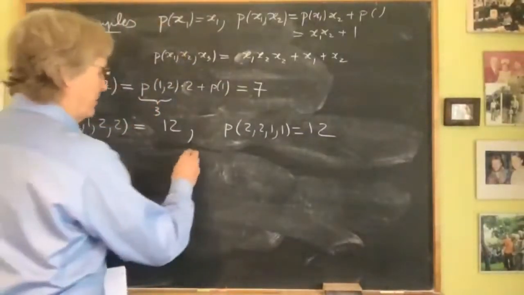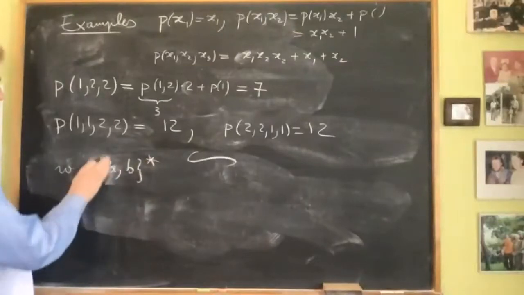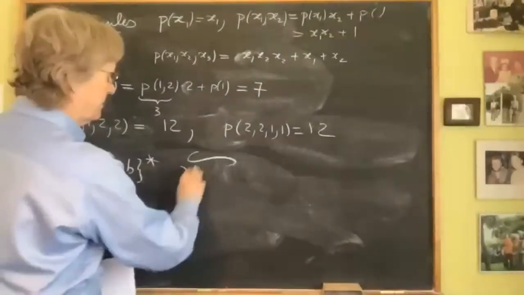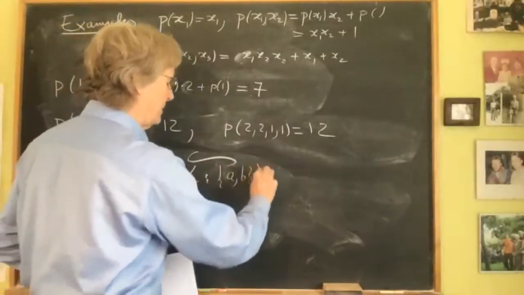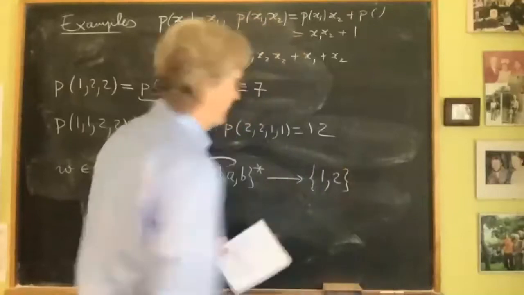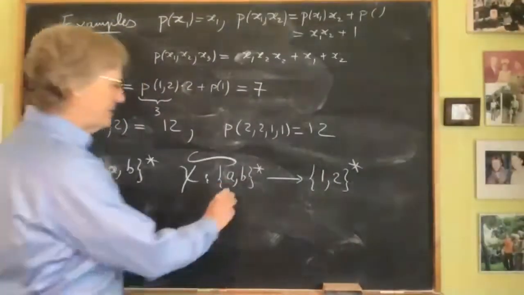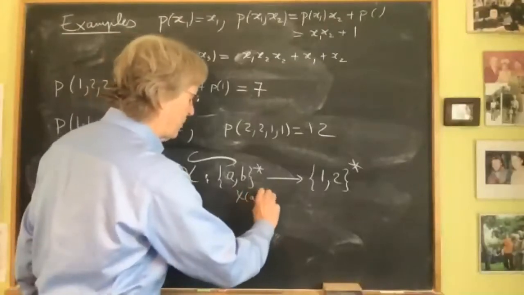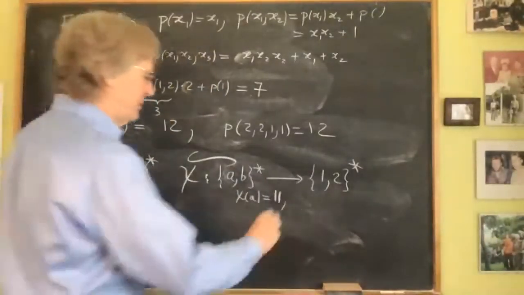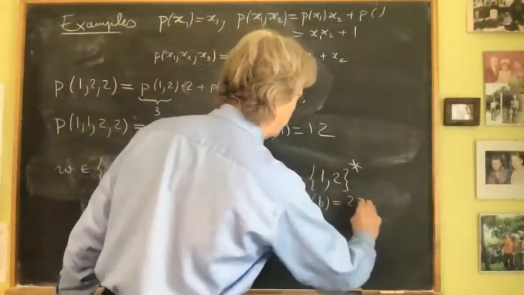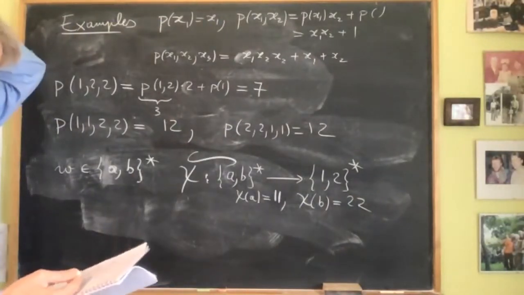So now I consider any word W in {A,B} star. I want to characterize the Christoffel word. I consider a substitution, a morphism, a free monoid homomorphism from {A,B} star into the free monoid generated by 1 and 2. So here the letters are 1, 2, here the letters are A, B. The morphism is chi of A is 1, 1, the word of length 2 in this free monoid, and chi of B is 2, 2, also a word of length 2. That's it for the definitions.